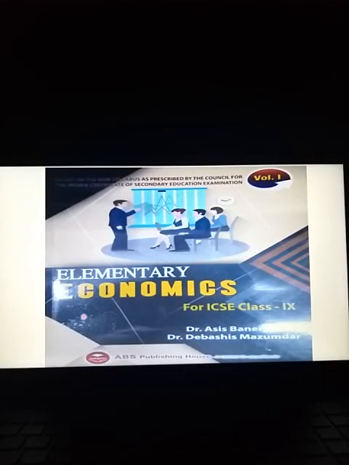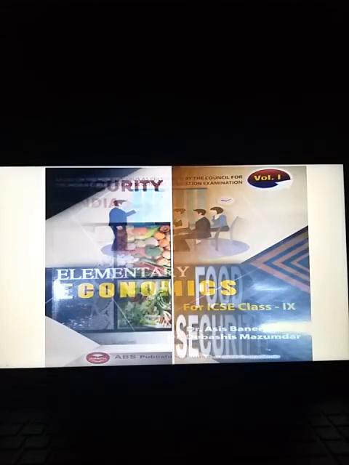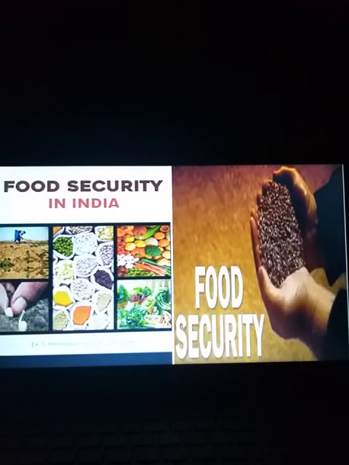Dear students, in our previous classes, we have learned about the Indian economy primary sector. Under that chapter, we have completed a unit called Green Revolution. So today, let us move on in the same chapter to a new heading: food security in India.